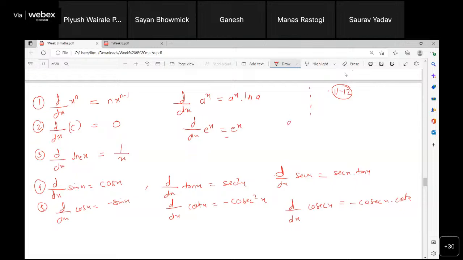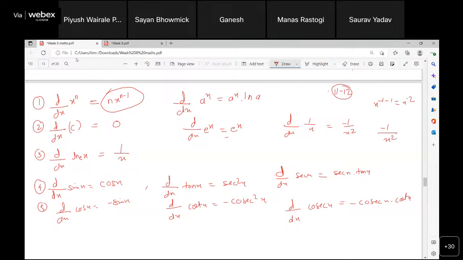Now, what is the derivative of 1 by x? Minus 1 by x square. You can also think of it this way: it is x to the power minus 1, so the minus 1 comes to the front and you subtract 1 from the power, so it will be minus 2, giving x square in the denominator. You can go on like that.